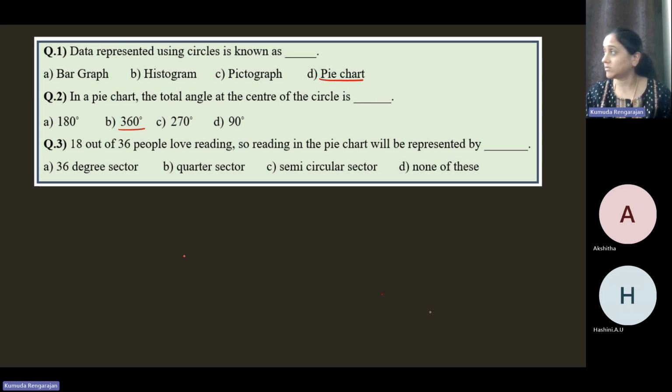Okay, so 18 out of 36 people love reading. So reading in the pie chart will be represented by a semicircular sector because 18 by 36 into 360. 18 ones are 18, twos are 36, and 2 ones are 180 degrees. So the central angle is 180 degrees. So it will be a semicircular sector.